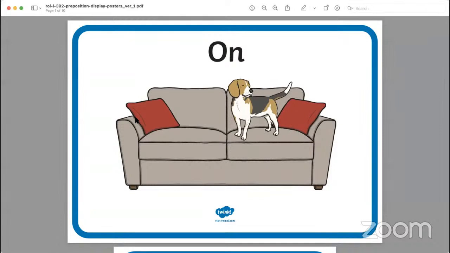So I don't want you to just write a simple sentence, writing the dog is on the chair. I want you to write a much more detailed sentence about exactly what the dog is doing. So is he sitting on the sofa? Is he standing on the sofa? What is he doing? And I want you to write that in your sentence using the word on.